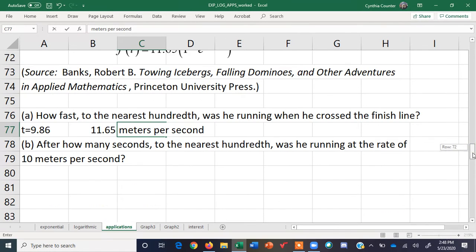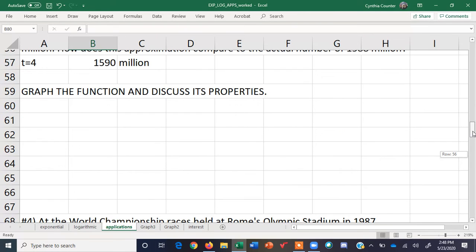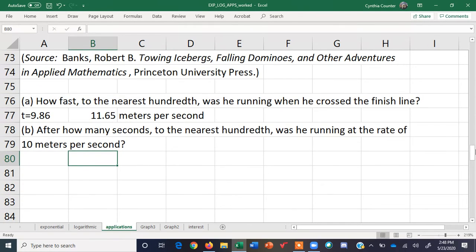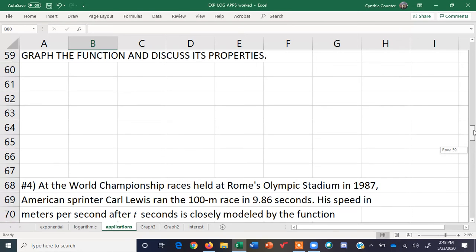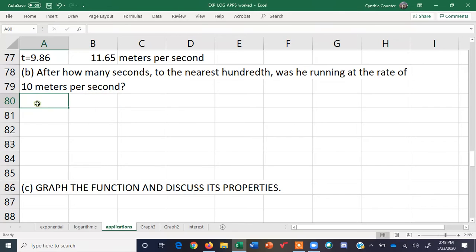All right, next question. After how many seconds? Oh, this time we need to find t. Remember here, t is in the exponent, so we're going to have to solve for this exponent. After how many seconds, to the nearest hundredth, was he running at the rate of 10 meters per second? Notice when he finished, he was at 11.65 meters per second. So somewhere along the line, he was running at 10 meters per second. So that means f of t equals 10. So I'll just write that here.